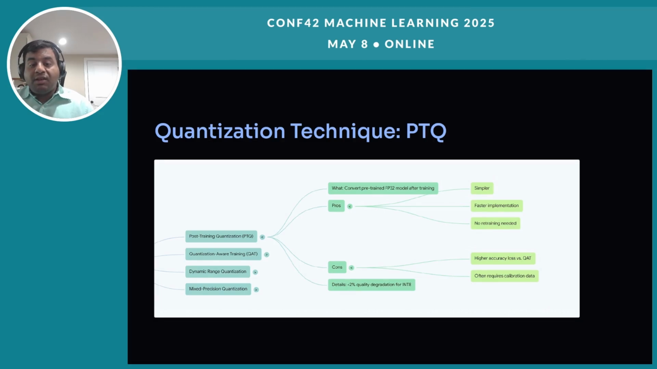It often requires a calibration dataset, a small representative dataset used to determine the best way to map the floating point 32 ranges to integer 8 or integer 4 ranges. For many models, PTQ to int 8 results in less than 2% accuracy degradation, which is often acceptable because edge use cases are not very generic, they are very domain specific actually.